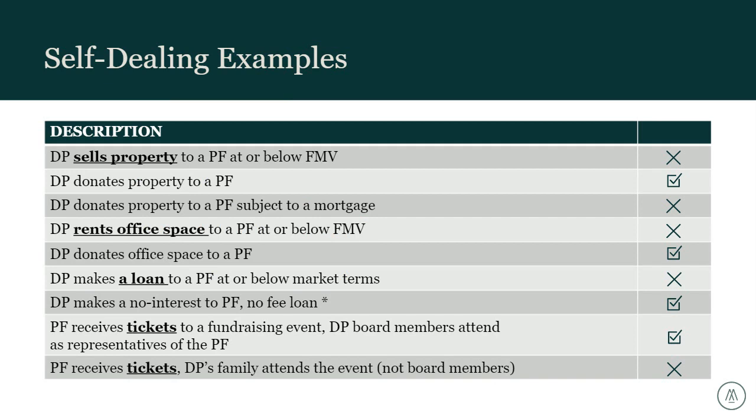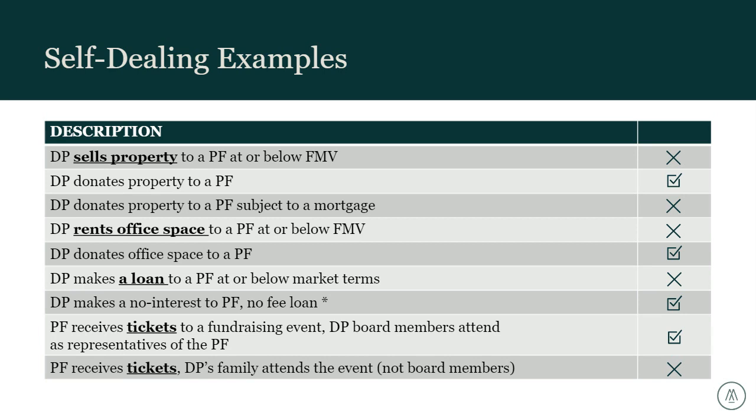So a disqualified person cannot sell property to a private foundation. Often we have clients that come and say, well, I will sell it at a discount or below fair market value, it's not a big deal. It really doesn't matter. Even if you were to sell something for $1, that's technically self-dealing. Donating property is totally fine as long as there's not a mortgage or some kind of debt encumbering that property. As soon as there's debt, that's something that should be more carefully studied and discussed, as there could be implications from that.